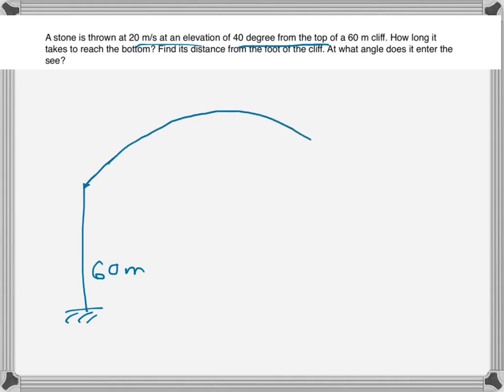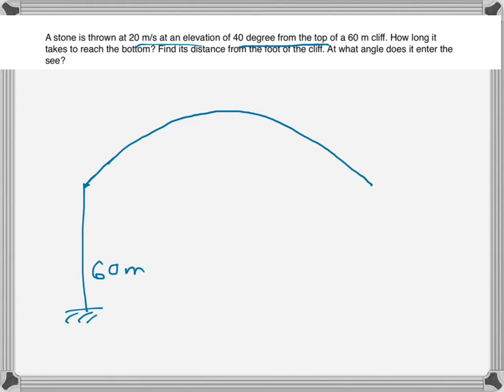So the problem says a stone is thrown at 20 meters per second at an elevation of 40 degrees from the top of a 60-meter cliff. So let's say this one is the 60-meter cliff. From here, this is ground. From here, the stone is thrown at a 40-degree angle. It should go like this.